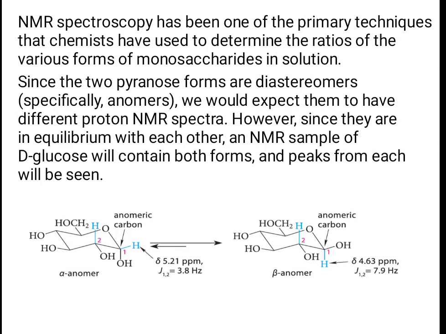The NMR spectroscopy has been one of the primary techniques that chemists have used to determine the ratios of the various forms of monosaccharides in solution. Since the two pyranose forms are diastereomers, we could expect them to have different proton NMR spectra. However, since they are in equilibrium with each other, an NMR sample of D-glucose will contain both forms and peaks from each will be seen.